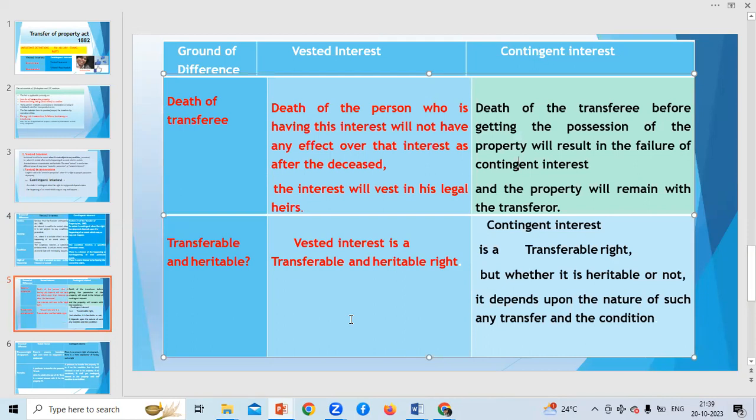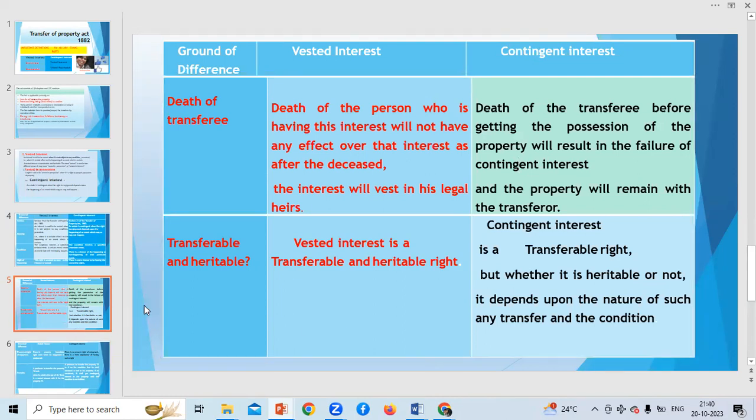So the interest will vest in B's legal heir in case of vested interest, as it is certain, the property transfer is certain. But in case of contingent interest, B's heir will not get the property because the property will remain with the transferor only. So the next point is transferable and heritable.